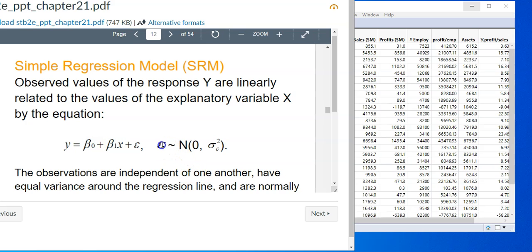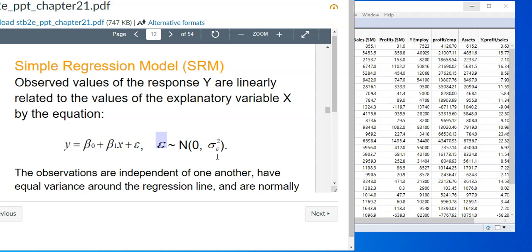And I just want to make sure you understand this notation here. This epsilon represents error. This tilde here means it follows. N means normal distribution. So errors follow a normal distribution with 0 average and variance of sigma square of epsilon.